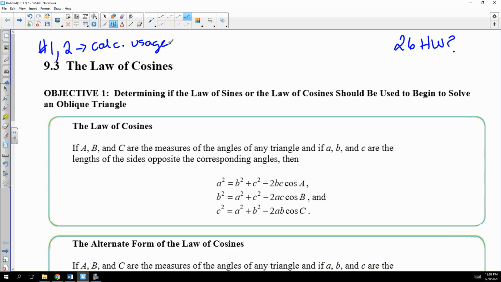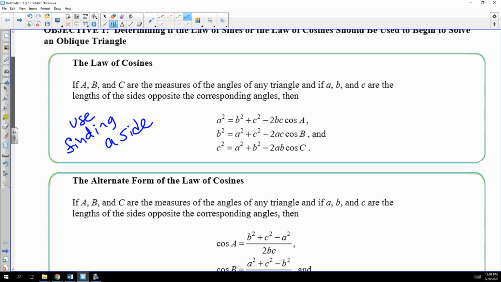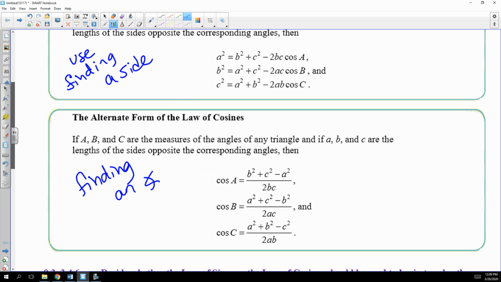So section 9.3 involves law of cosines. There are two forms. The first form is used when you're finding a side length, and the other form is used when you're finding an angle. Just be careful which one you want to use. They really are the same. They're derived from the same formula, and each of those three is different forms of the same exact formula. So it's not about the formula, it's about which side you are trying to find.